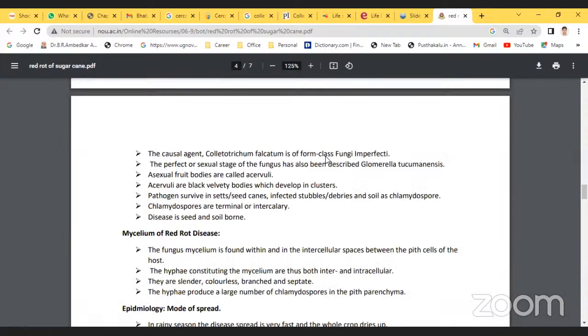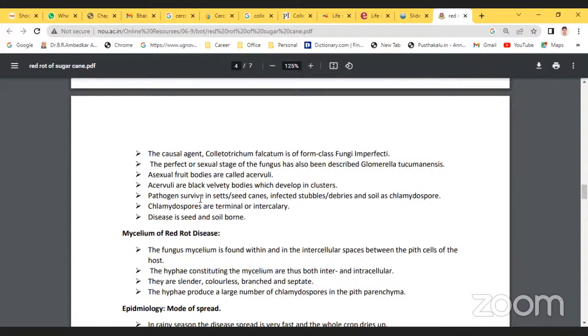The pathogen characters: it is the causal agent. Colletotrichum falcatum is from the class of fungi imperfecti. I already told you what the imperfect fungi are. The perfect or sexual stage of the fungus has also been described, Glomerella tucumanensis. The asexual fruit bodies are called acervuli. The acervuli are black velvety bodies which develop in clusters.